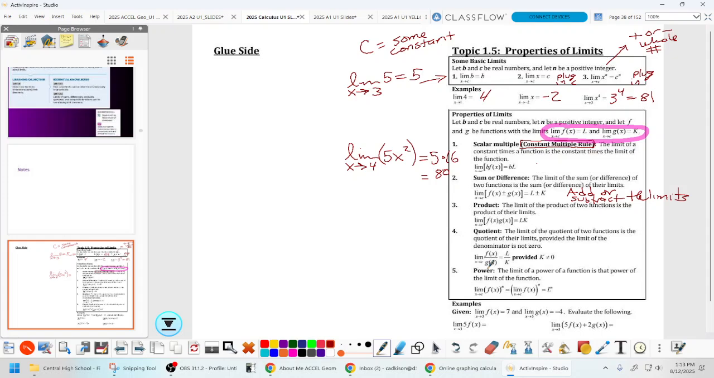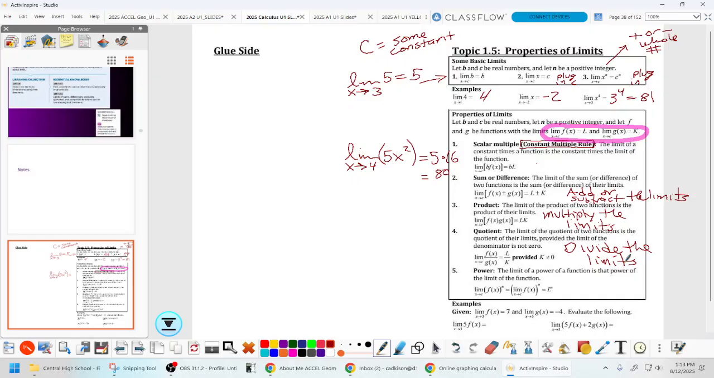Okay, same idea here, just multiply the limits. Multiply the limits. So the product property, quotient property, divide the limits. We'll see some examples down here, so we're going to just kind of move through these.